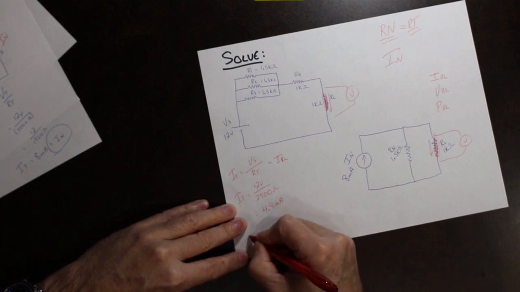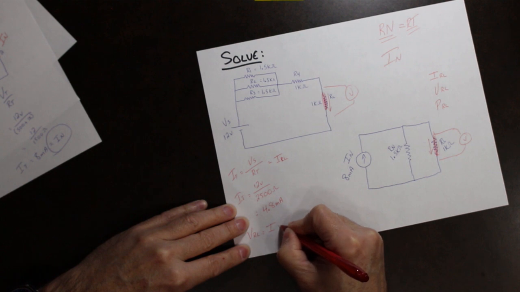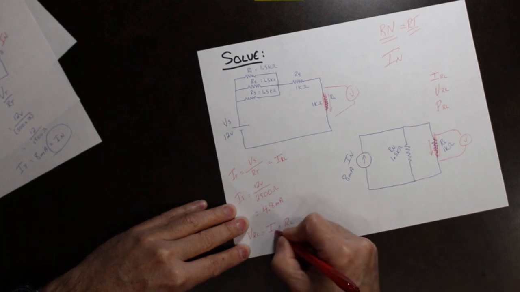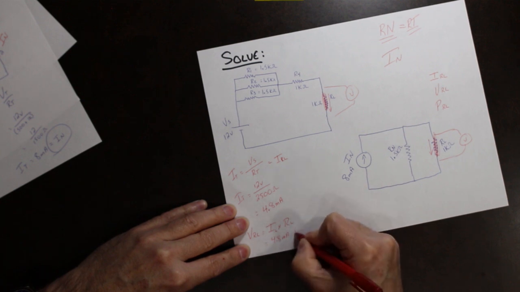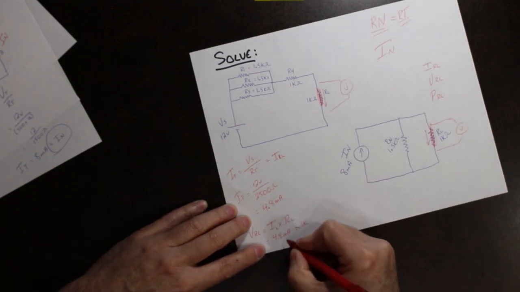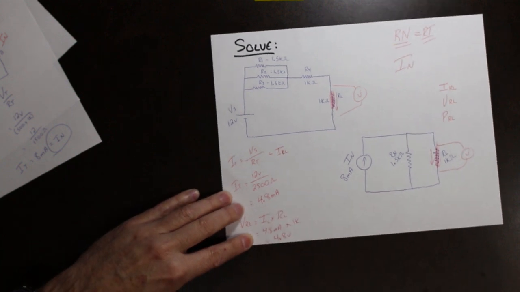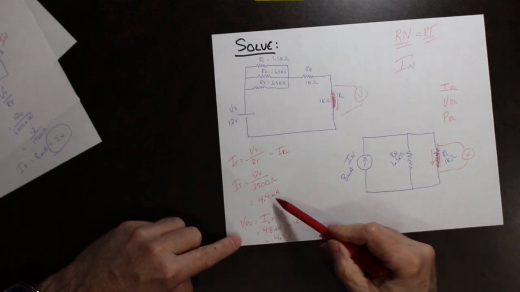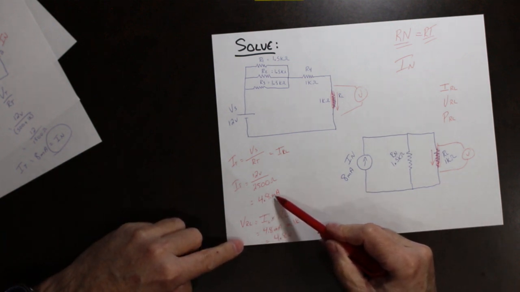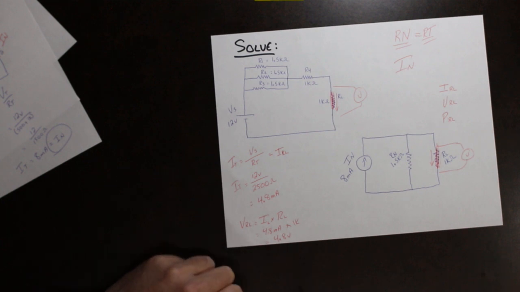Ohm's law will say that the voltage across RL is the current going through it times the value of RL. So that becomes 4.8 milliamps times 1K. That is equal to 4.8 volts. So the current is 4.8 milliamps in this circuit. The voltage across that resistor is 4.8 volts.